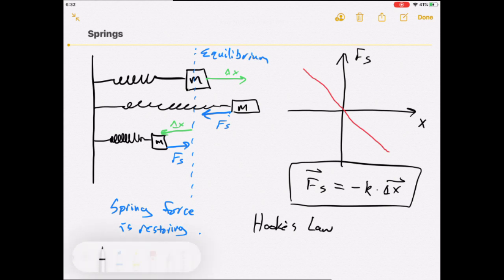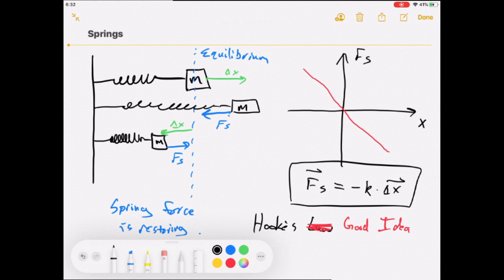So I'm going to suggest this. Hooke's law is not really a physical law in the same way that Newton's second law is, right? You cannot break Newton's second law. Newton's second law is always true. Hooke's law is only sometimes true. It's a useful thing, but I'm going to call it Hooke's good idea. Because again, it's not a physical law. It's just a useful observation. Okay.